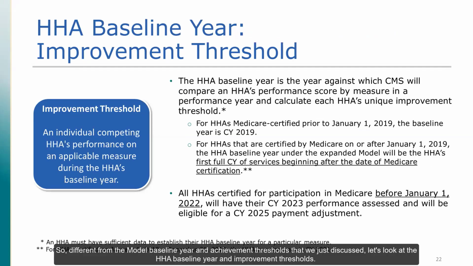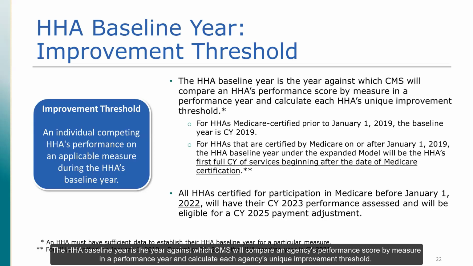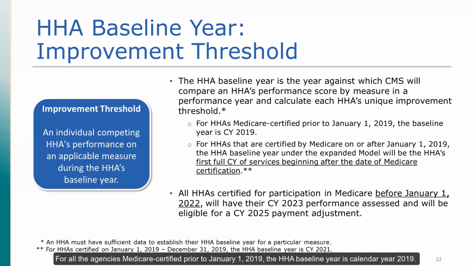So different from the model baseline year and achievement thresholds that we just discussed, let's look at the HHA baseline year and improvement thresholds. The HHA baseline year is the year against which CMS will compare an agency's performance score by measure in a performance year and calculate each agency's unique improvement threshold. The HHA baseline year for calculating an agency's improvement threshold is based on the Medicare certification date of that agency.